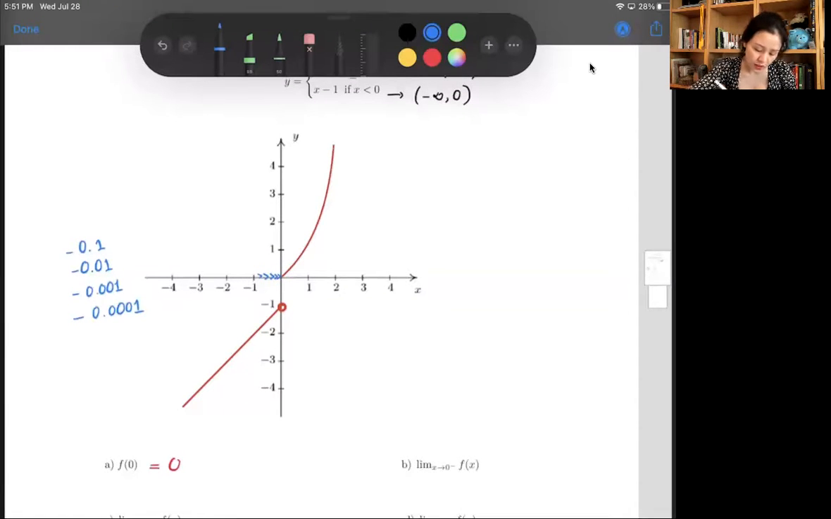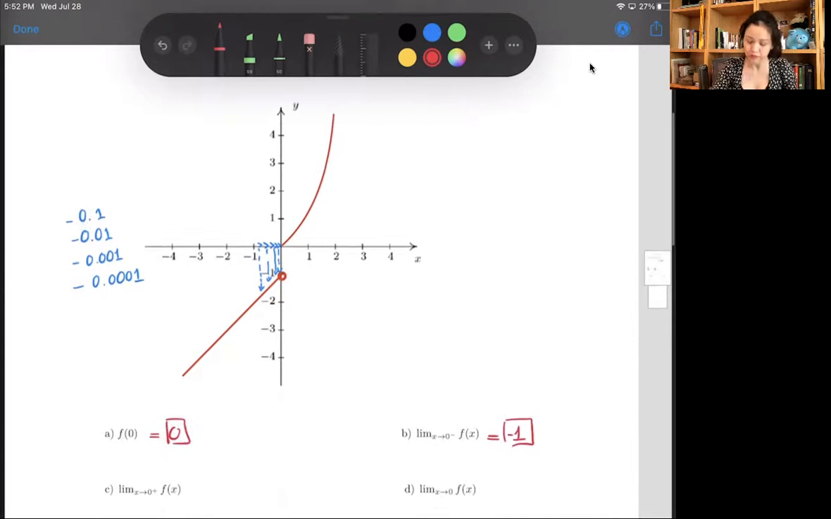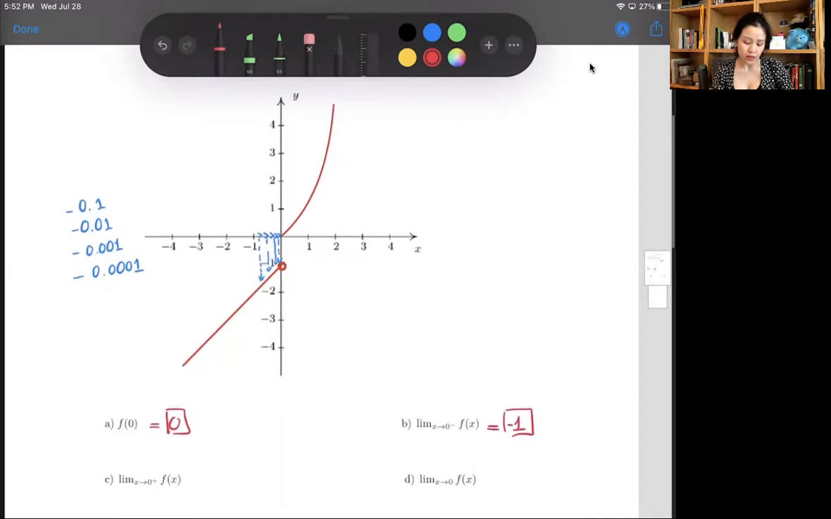So when I get close to 0 from the left, what does the limit approach? If I get very, very close to 0 from the left, I see my limit approaches negative 1. So the limit as x approaches 0 from the left of f of x is equal to negative 1. I'll write my answers in red. Negative 1.